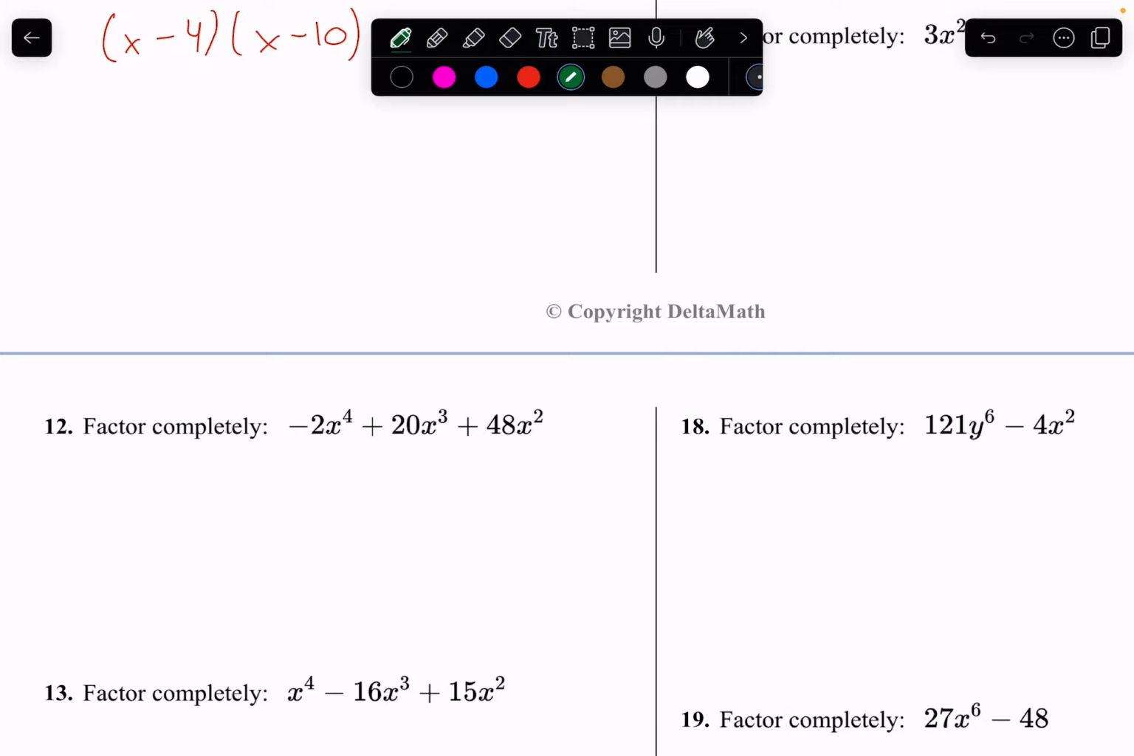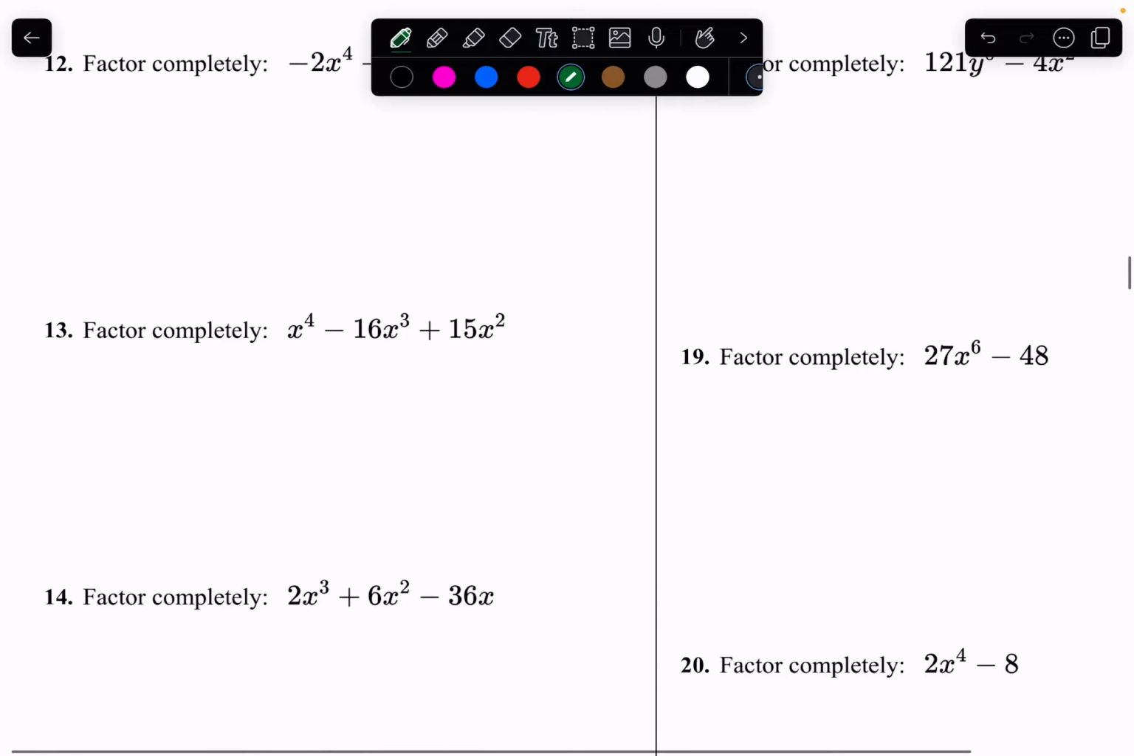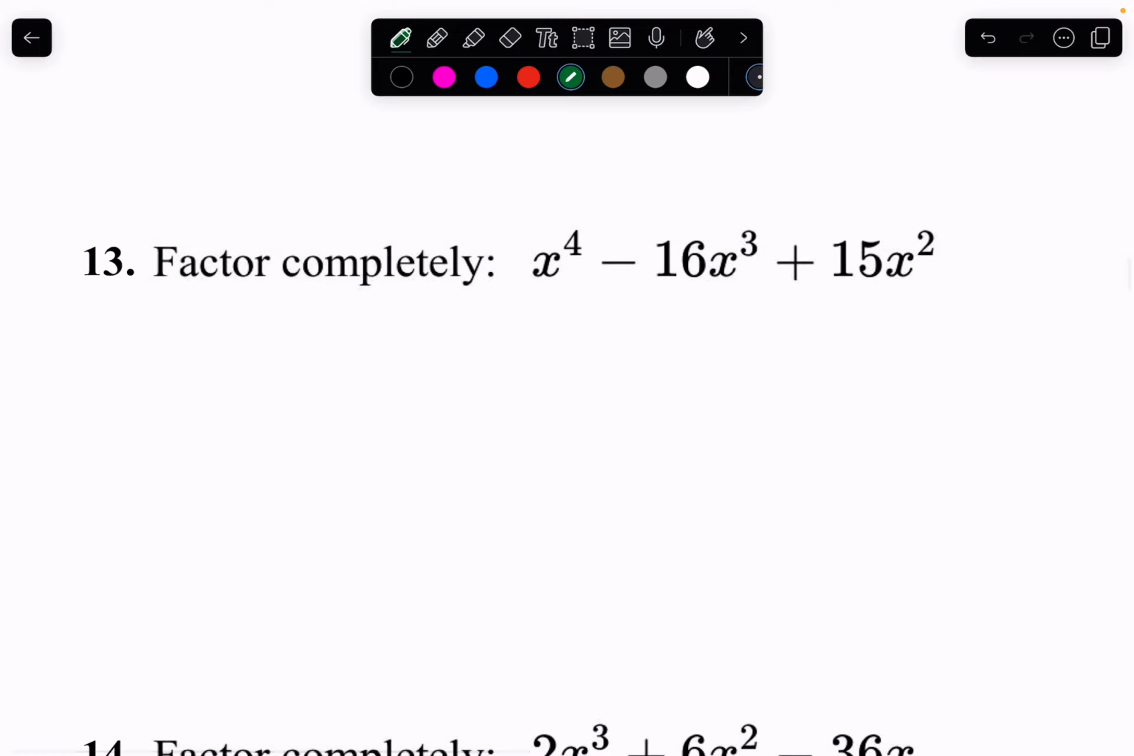Let's go ahead. We're going to skip ahead a little bit. Let's take a look at number 13. All right. So we go ahead and look for a GCF. Do we have a GCF here? And in fact, we do. In this case, we can pull out an x squared, right? So we end up with x squared minus 16x plus 15.